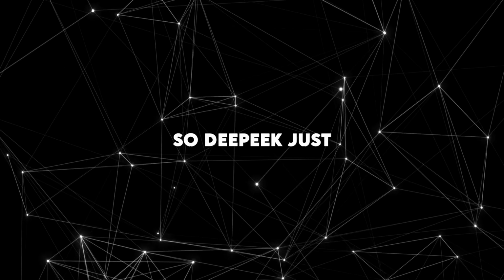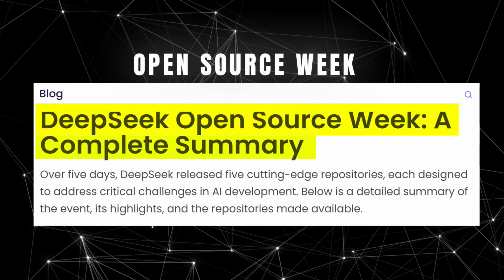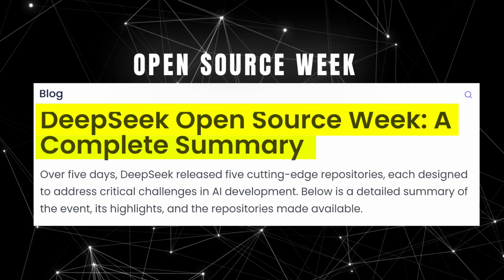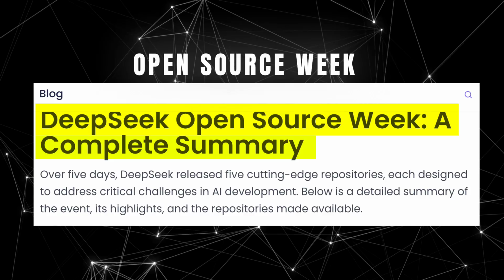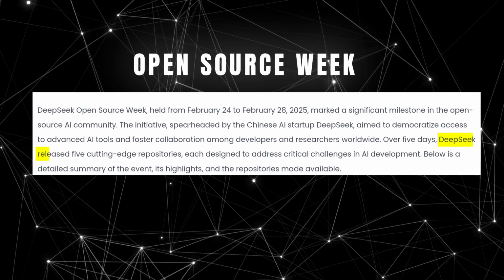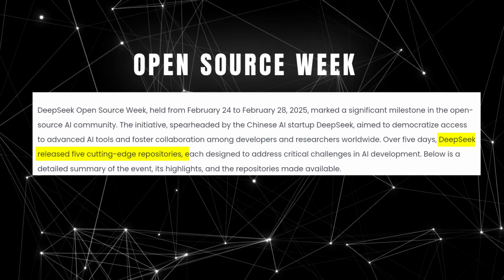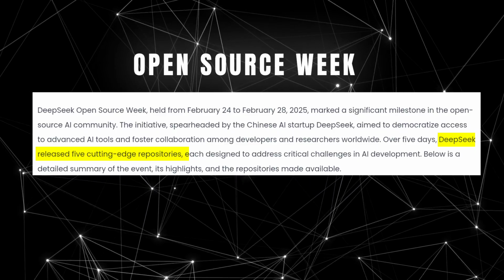Alright, so DeepSeek just wrapped up their open source week, and let me tell you, it wasn't just some PR stunt. They didn't just share a couple of basic tools. No, they dropped some serious high-level optimizations that can change how AI models are trained and run. This is the kind of stuff that usually stays locked up inside top AI labs, and what's crazy is that they didn't even have to do this, but they did.